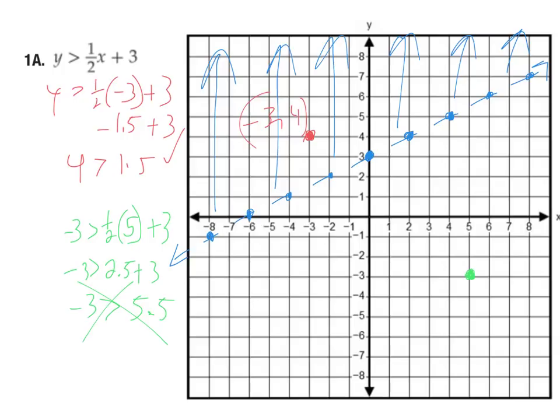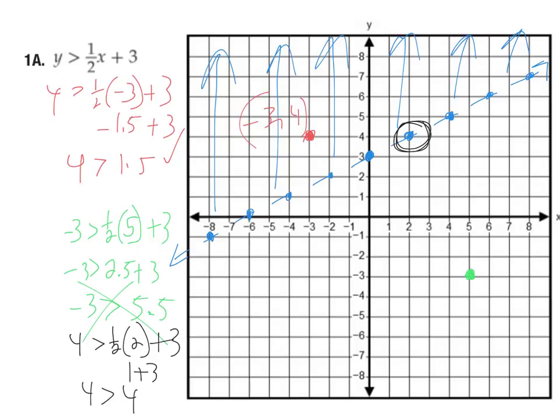The fact that this is a dotted line means that line is only a boundary and not an actual solution. So if I pick a point on the dotted line, what is that, 2 comma 4, and I plug that into the original equation. 4 is the y, 4 is greater than 1/2 times 2 plus 3. 1/2 times 2 is 1, plus 3 is 4.